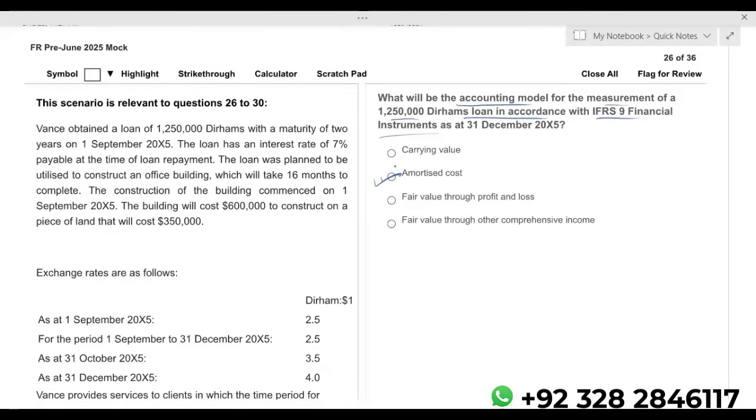Let me tell you one thing. When it comes to financial liabilities, we actually have only two classifications. One is amortized cost, another is fair value through P&L. So there is no classification of fair value through OCI for financial liabilities. So the last one is absolutely incorrect. The third one is absolutely incorrect because that's not a loan I've taken for trading purposes. There's no such thing as carrying amount. Amortized cost.